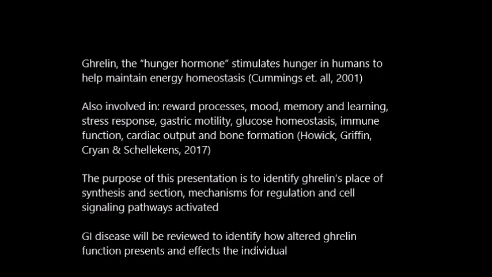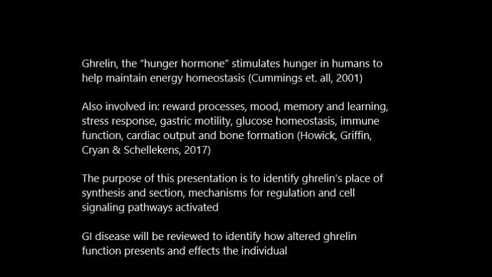Today I'm going to be talking about ghrelin. So ghrelin, or as it's more commonly known, the hunger hormone, as its name suggests, is involved in stimulating hunger in humans. In doing so, it helps maintain energy homeostasis. However, that isn't its sole role in the body.